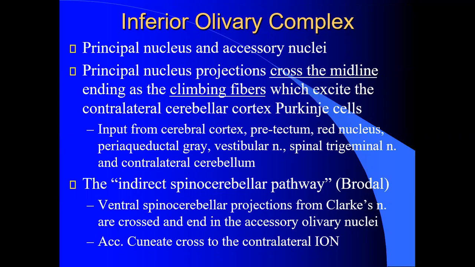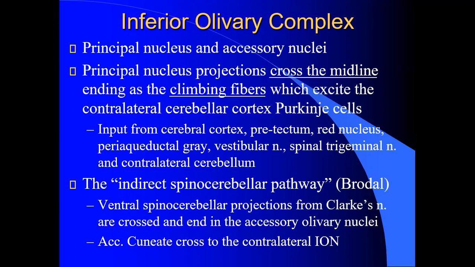We will be looking at what are called mossy fiber inputs, which is all the information that the cerebellum needs. But the climbing fibers are not so much information as they are "pay attention, get busy, participate in this event." The inputs then to the inferior olive are the cerebral cortex, pretectum, red nucleus, periaqueductal gray, vestibular nucleus, the spinal trigeminal nucleus, and the contralateral cerebellum, so that it can then cross the midline and put that information into the contralateral cerebellum.